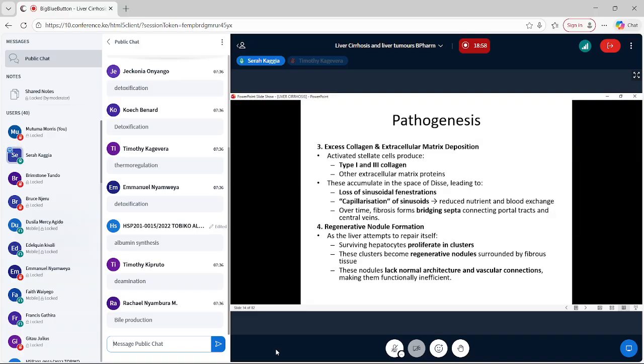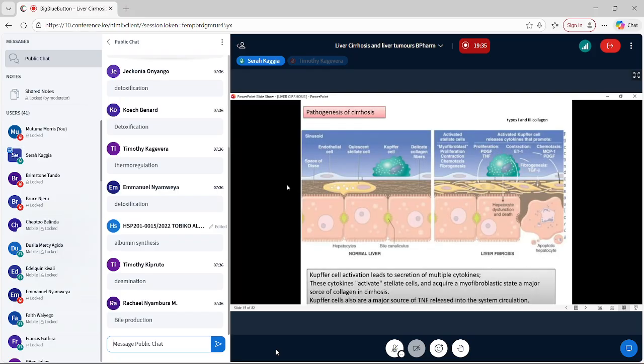Of note, in the normal liver, as you already did in histology, we usually have different types of collagen. Your type 1 and type 3 collagen are usually in the interstitial space. But now, when you have liver cirrhosis, your type 1 and type 3 collagen is deposited in the space of Disse. Usually the space of Disse has type 4 collagen. But now, with excess laying down from these stellate cells, it is laid even in the space of Disse. And I'll show you a photo so that it becomes easy to understand what I'm communicating.